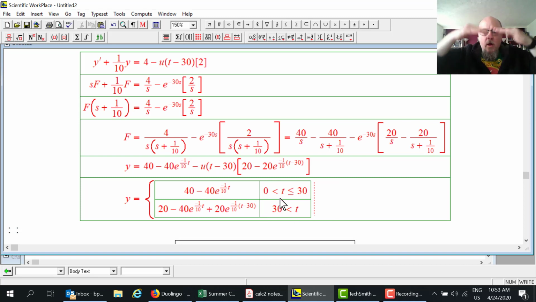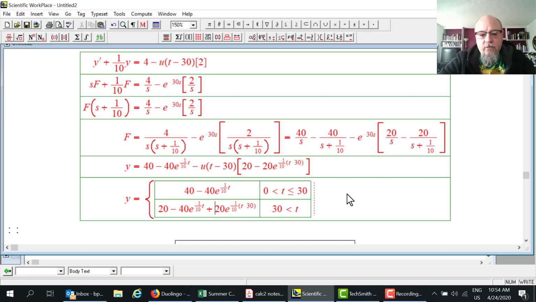Now there's something else we can check. This is a piecewise function, but it's supposed to be a continuous piecewise function. Those pieces should line up at 30. If I put 30 into here, I get 40 minus 40 e to the minus 3. If I put 30 into the bottom one, e to the 0 is 1, so I get 20 plus 20. There's the 40 minus 40 e to the minus 3. So the pieces line up. That's another check.